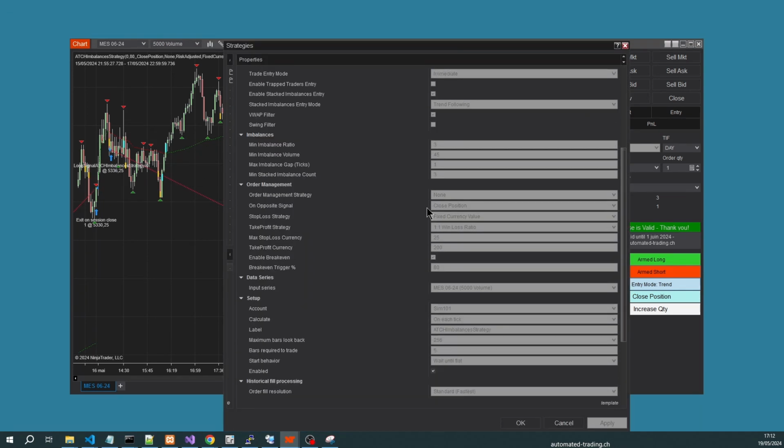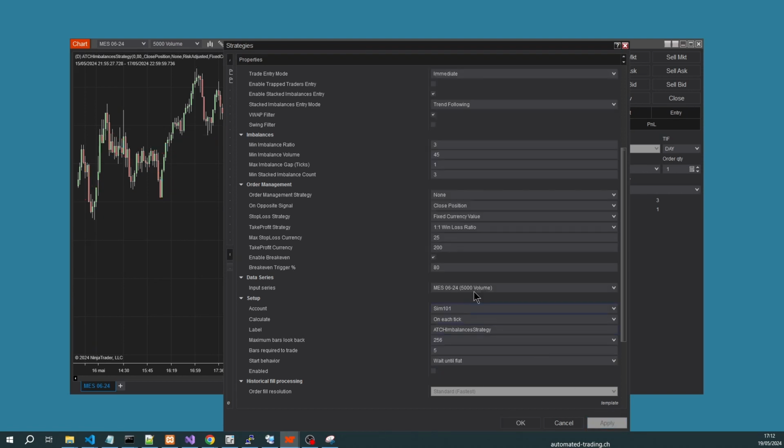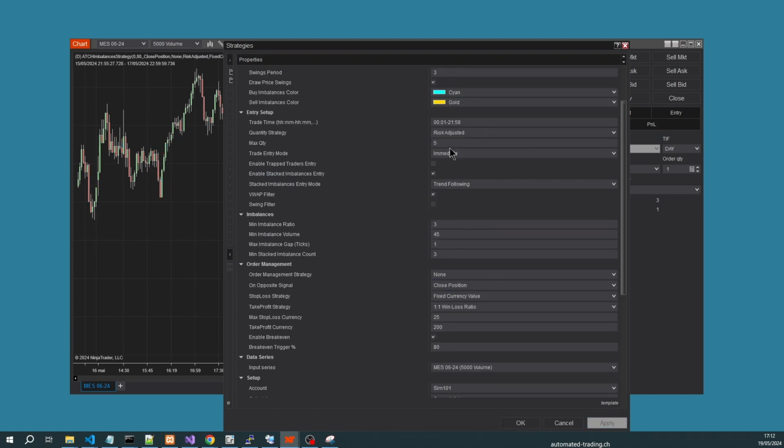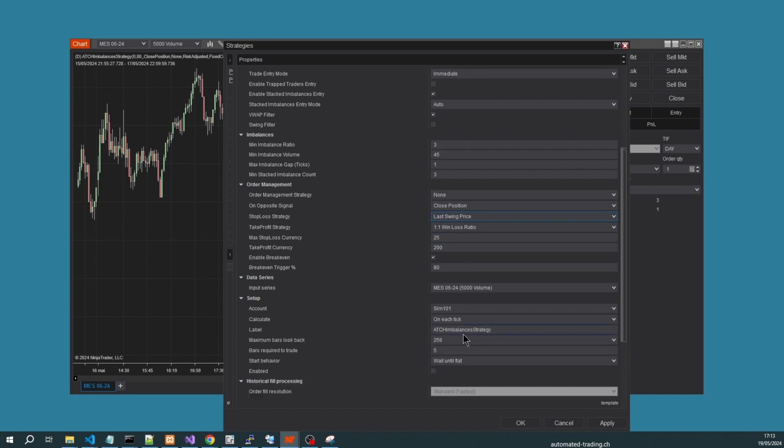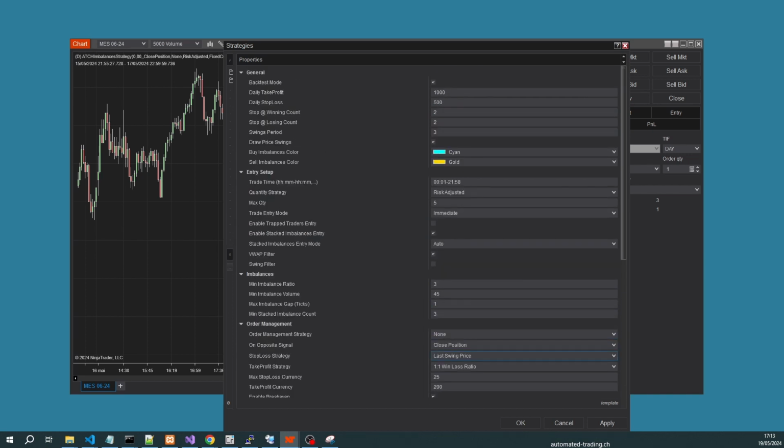So this was the reversal mode. And the next thing I will explain is the auto mode, which I personally prefer, which I personally use. I'll go back to the last swing price as the stop loss strategy, and I will explain this in the next section.